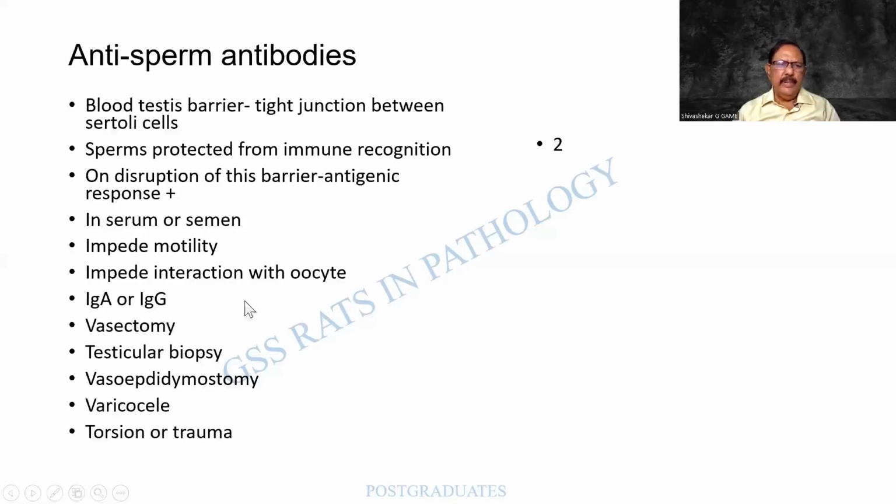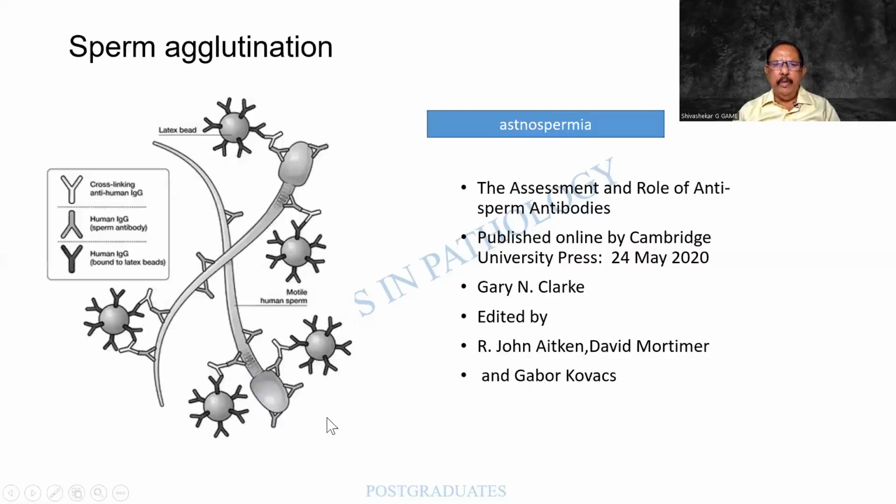They can also impede the interaction with the oocyte. And they are found after procedures like vasectomy, testicular biopsy, vasoepididymostomy, varicocele, or torsion of the testis. All this can lead to the production of anti-sperm antibodies. See, this is what is happening. There is an antibody over here, and the latex bead is coated. There are antibodies already attached to the spermatozoa. Therefore, this latex bead test will help us make a diagnosis.